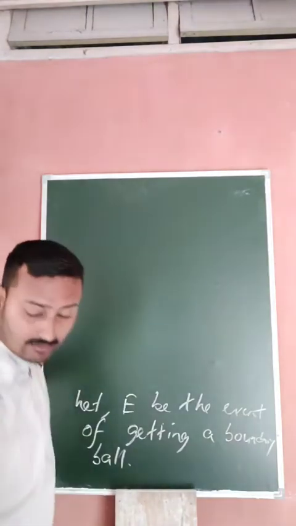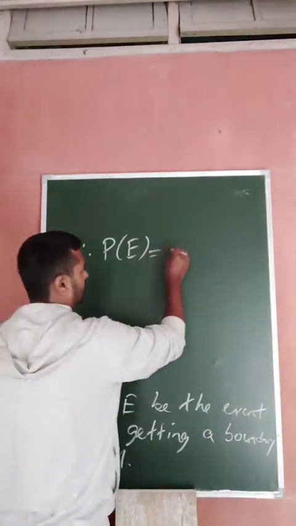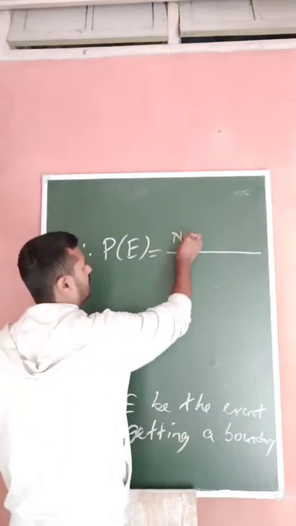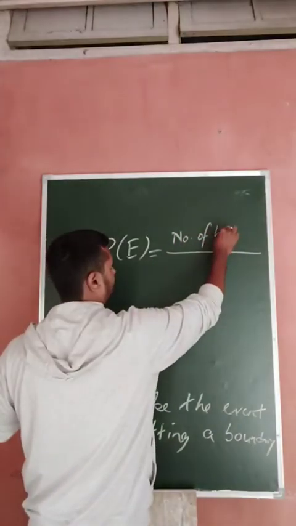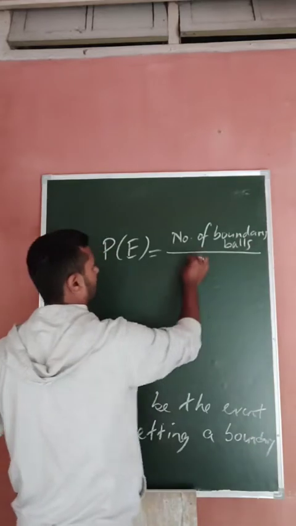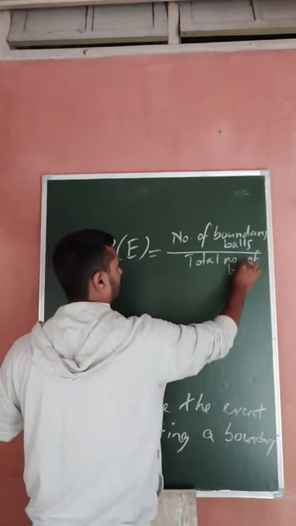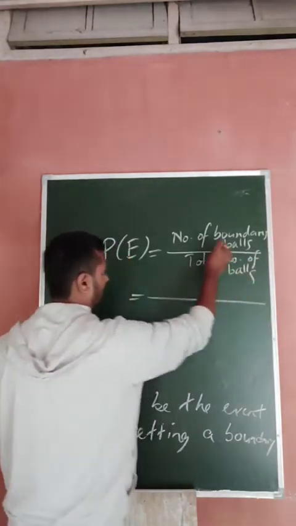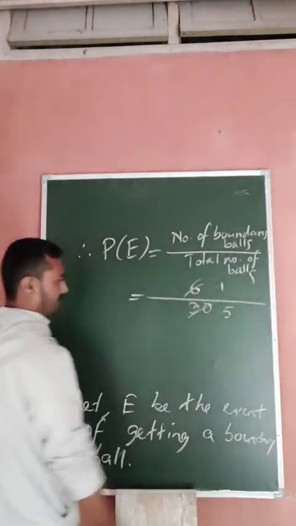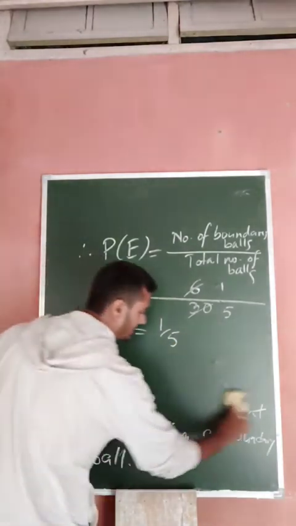Therefore, the probability of that event will be what? It will be a ratio: the number of favorable cases, that means the number of boundary balls, divided by the total number of balls. Number of boundary balls is 6, total number of balls is 30, so this will be 1 by 5. So 1 by 5 is the probability of getting a boundary ball.